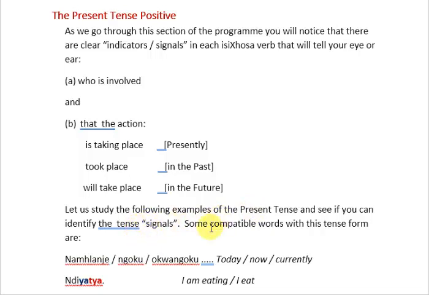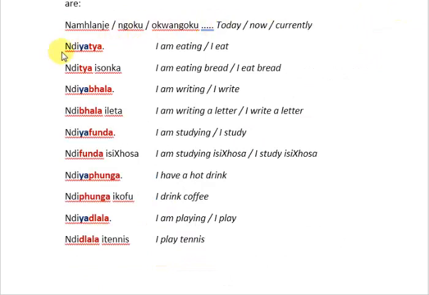Compatible words with the present tense are words such as namhlanje, today, ngoku, now, okwangoku, currently, and so on. Here are some examples. Ndiyatya, I am eating or I eat. Nditya isonka, I am eating bread or I eat bread. Ndiyabhala, I am writing or I write. Ndibhala ileta, I am writing a letter or I write a letter.